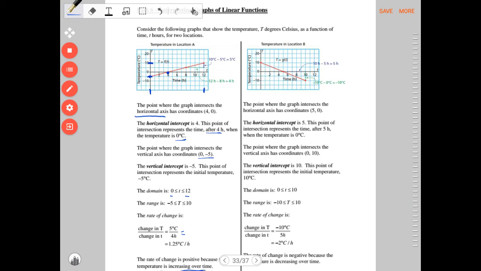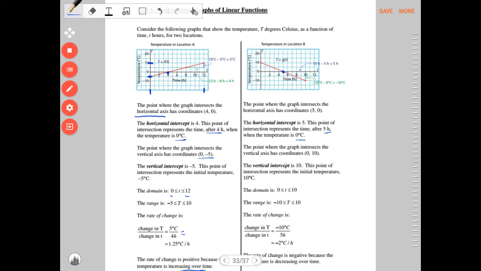Now if we look at scenario 2, location B, we have a horizontal intercept of +5. So the horizontal intercept is 5. This point of intersection represents the time, 5 hours, when the temperature is 0 degrees Celsius.